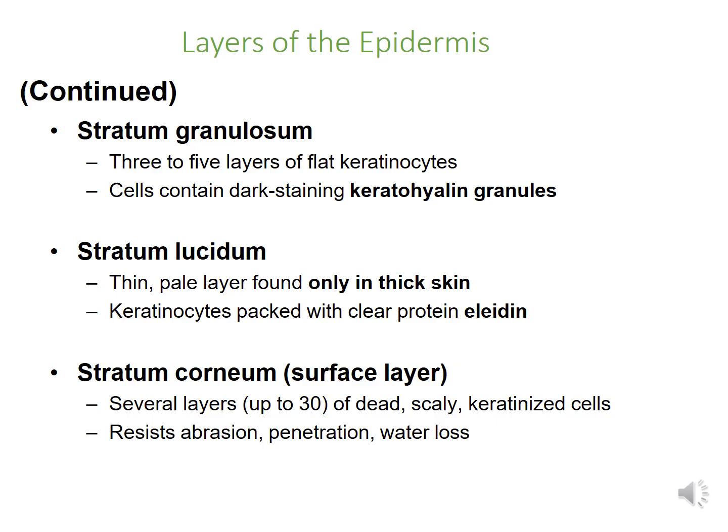Stratum lucidum is a thin, pale layer found only in thick skin. Keratinocytes are packed with a clear protein, eleidin. Stratum corneum is the surface layer, several layers, up to 30, of dead, scaly, keratinized cells. It resists abrasion, penetration, and water loss.